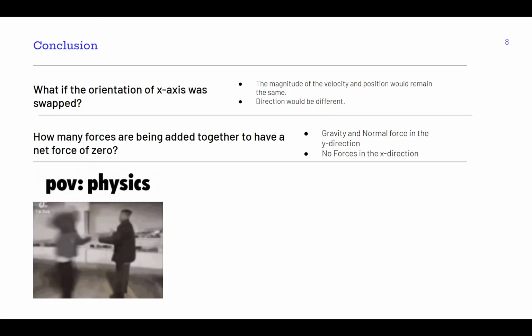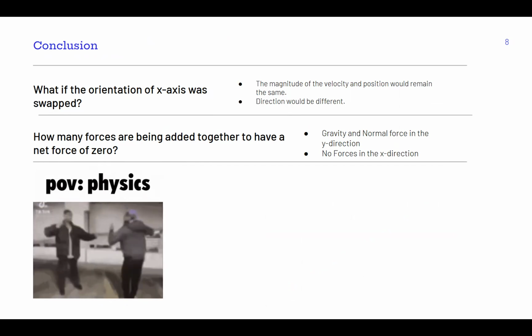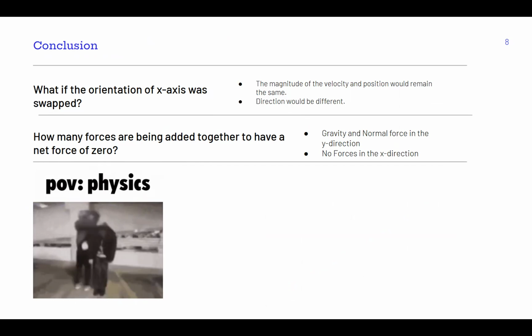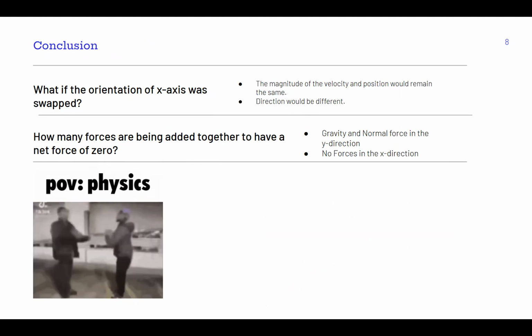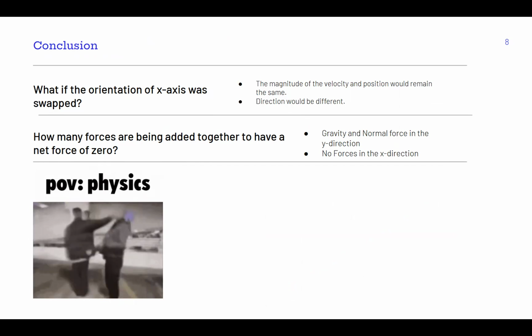Some what-if scenarios. What if the orientation of the x-axis was swapped? In this case, the magnitude of velocity and position will remain the same, but the direction will be different, which pretty much means it would just be a negative sign in front of it if the x-axis was swapped to negative x, for example. So it would be going in the opposite direction. However, the magnitude, so the speed, would remain the same.